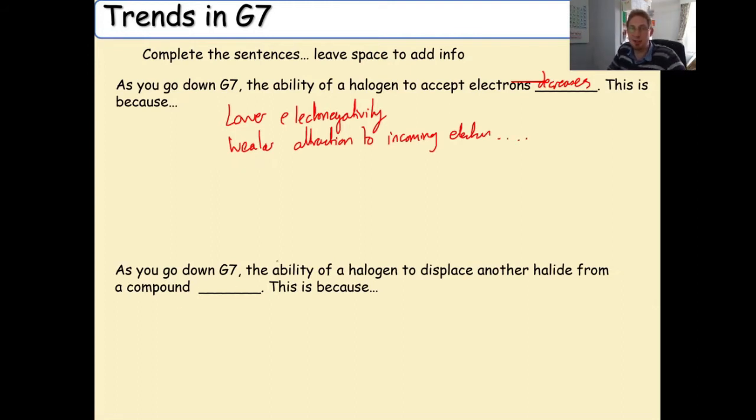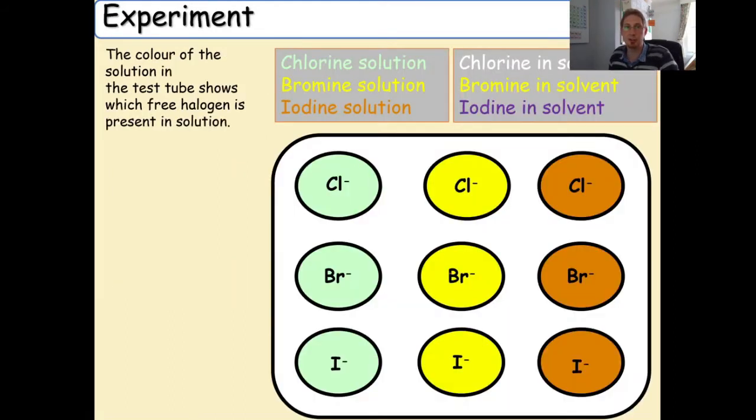As you go down group 7, the ability of a halogen to displace another halide from a compound decreases. This is because, see above, okay? If they're fighting over electrons, the higher up group 7, the more it can attract the electrons. This is an experiment that we do with Year 9 students. I'm sure you did it at GCSE as well.